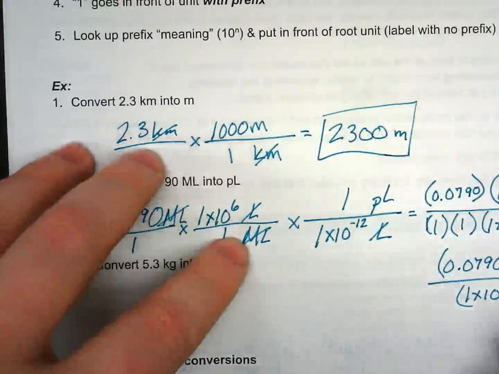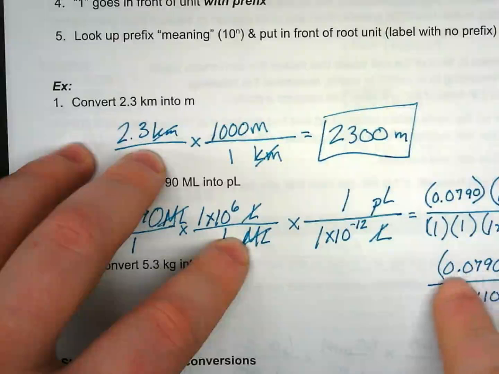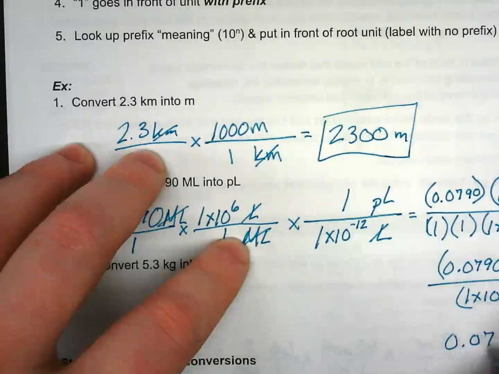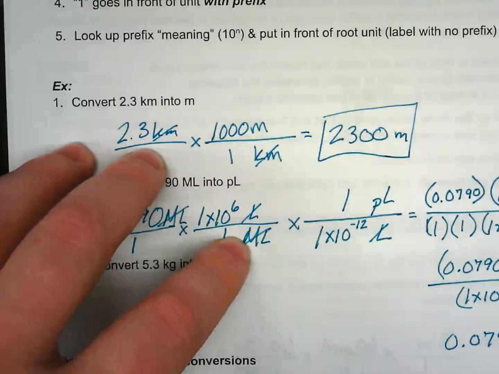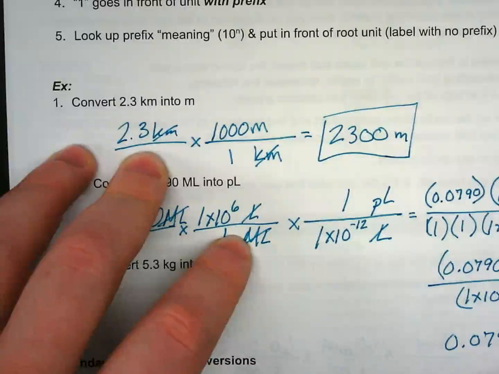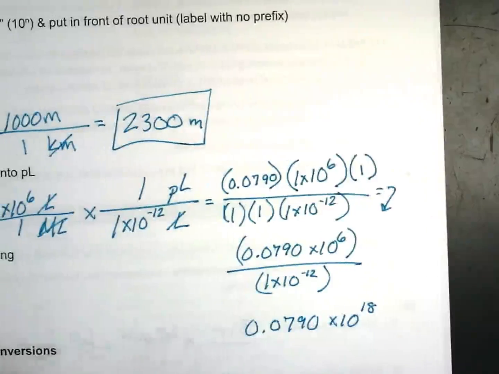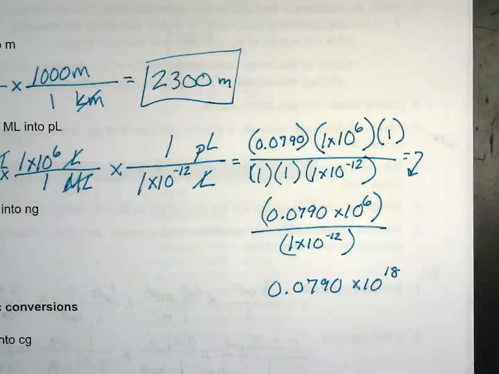So in this case, 0.0790 divided by 1, well, that's 0.0790. That's easy enough. But then what's 6 minus a negative 12? Well, 6 minus a negative 12 is going to give us a ridiculous number of 0.0790 times 10 to the 18th power. Oops, I was not showing any of that. My bad. So here, take a minute to see what I was doing there. Sorry about that.